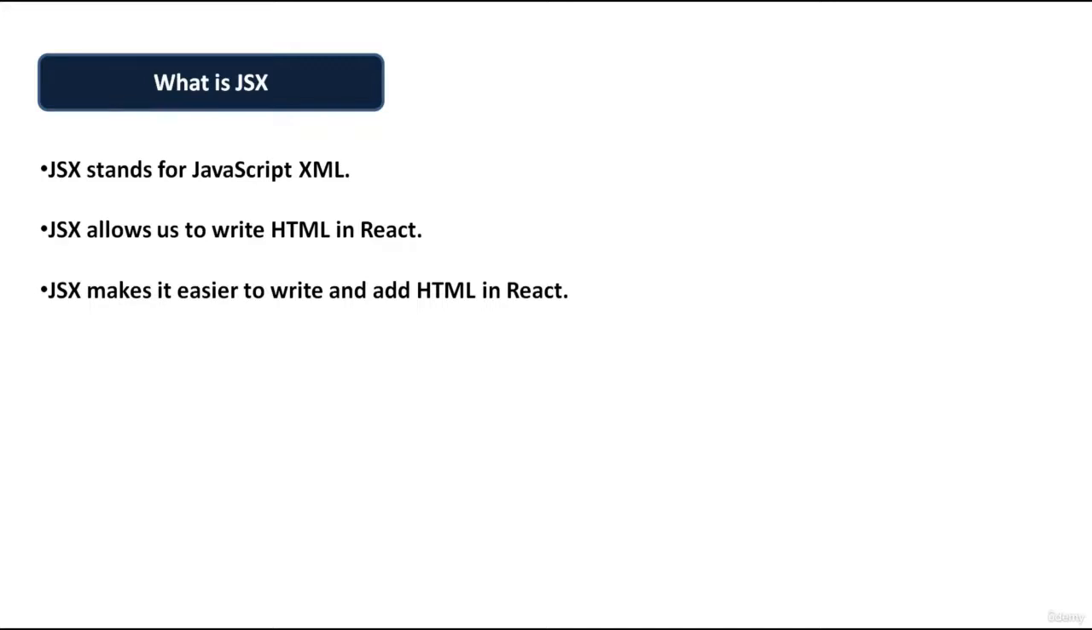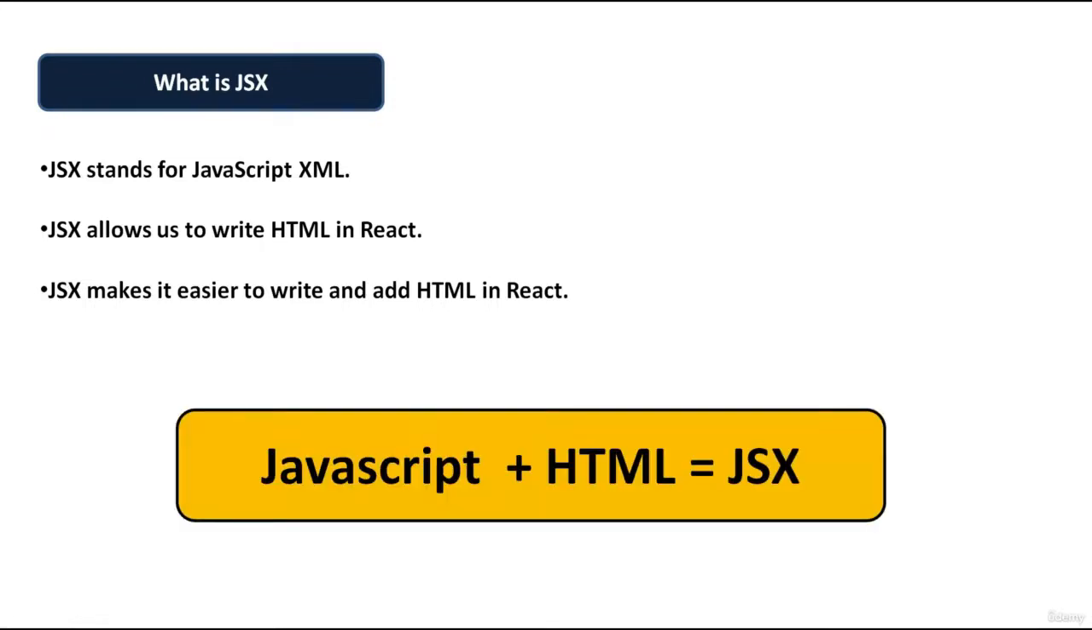Now the JSX will return the HTML content in the components. In simple words, we can say that a component is a piece of JSX code. With the help of JSX only, we will return the HTML content in the components. Now we will see a single line definition of JSX. HTML plus JavaScript is known as JSX.